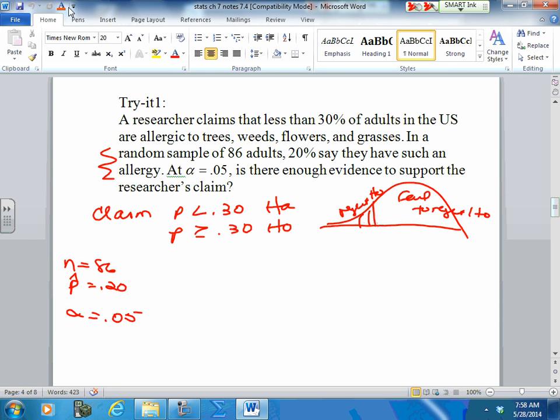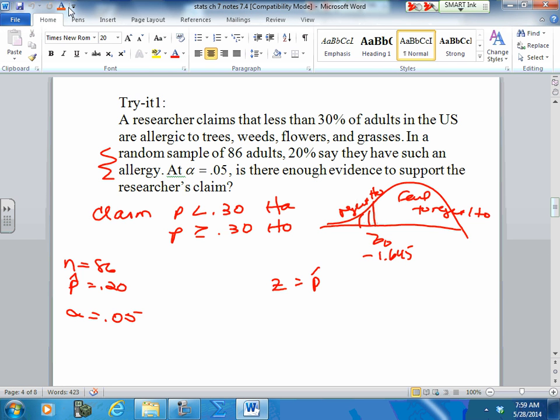Inverse norm, we find our critical value. So what's your critical value? Okay, you can round it off. That's your critical value cutoff. Anything to the left of that, reject H0. So do your test statistic.